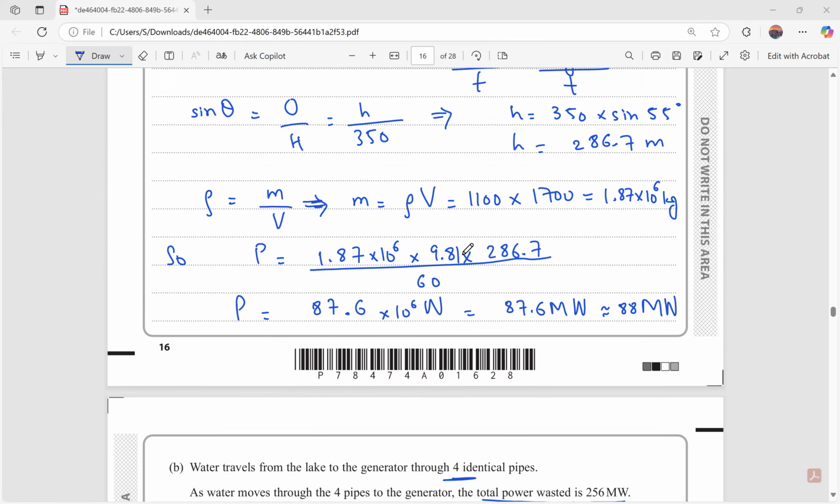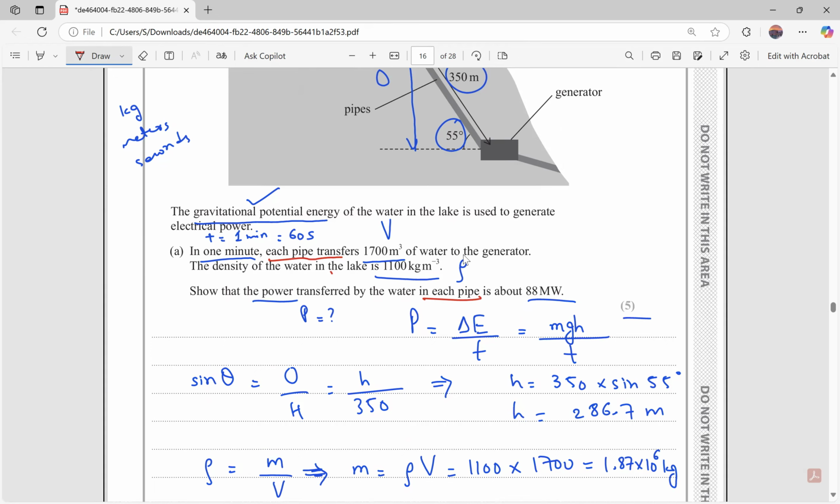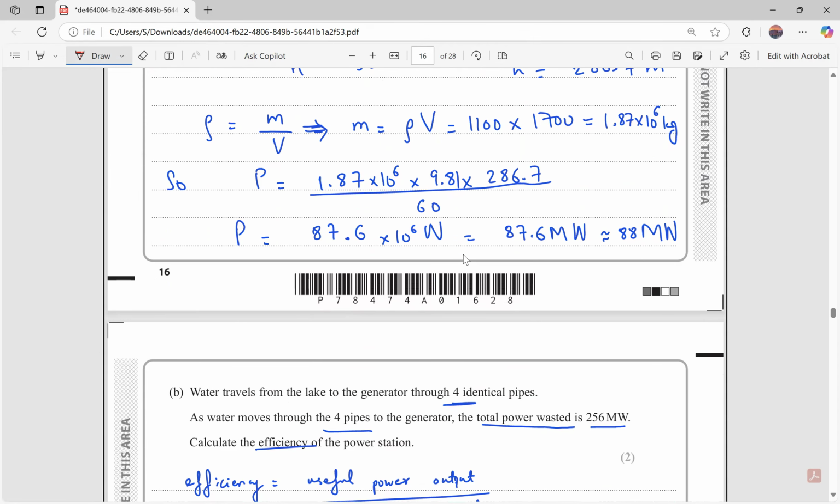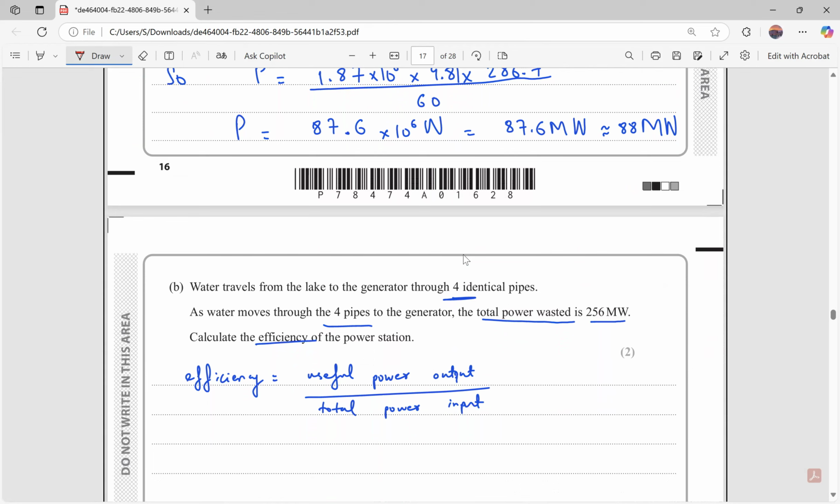So now if you go back to the previous part, it said each pipe transfers 1700 cubic meters of water, and show that the power transferred by the water in each pipe. So the power that we found before, 88 megawatts, that was just for 1 pipe. We have to first find it for 4 pipes. So the power for 4 pipes would be 4 times 87.6 megawatts, right? So that would be 350.4 megawatts.